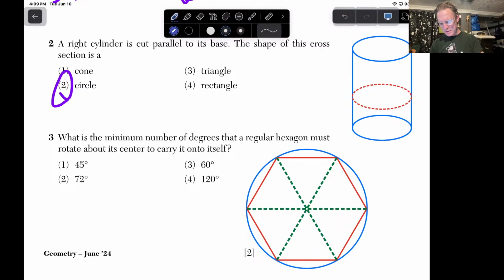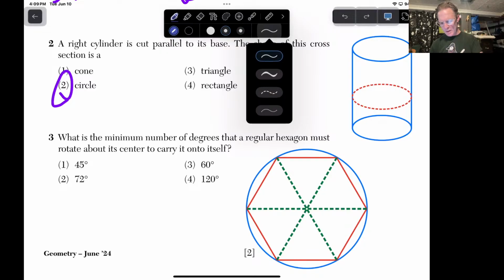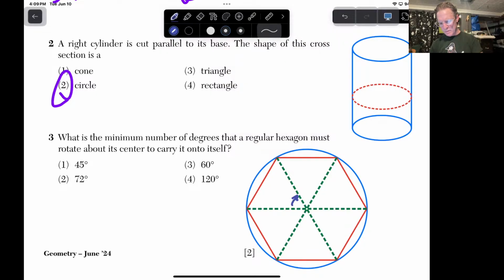So what is 360 divided by 6? Because that's the number of sides we have. Well, that's going to be 60 degrees. By the way, in a hexagon, all of these triangles inside the hexagon are equilateral triangles. It's really good to know. So there you go, each one of those is 60 degrees. So the minimum is going to be 60. 120 also would work, right? That would be 120 degrees, but that's not the minimum number of degrees.